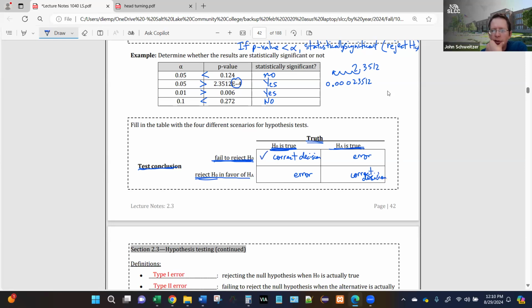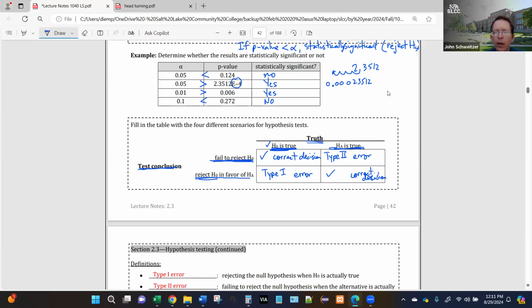The correct decisions are pretty easy to understand. It turns out that these two errors are fundamentally different, and they can have drastically different results. So we give them different names. When the null is true, but we reject it, we call that the type 1 error. When the null is false and we fail to reject the false null, we call that type 2 error. We don't like any kind of error, but these two are fundamentally different.